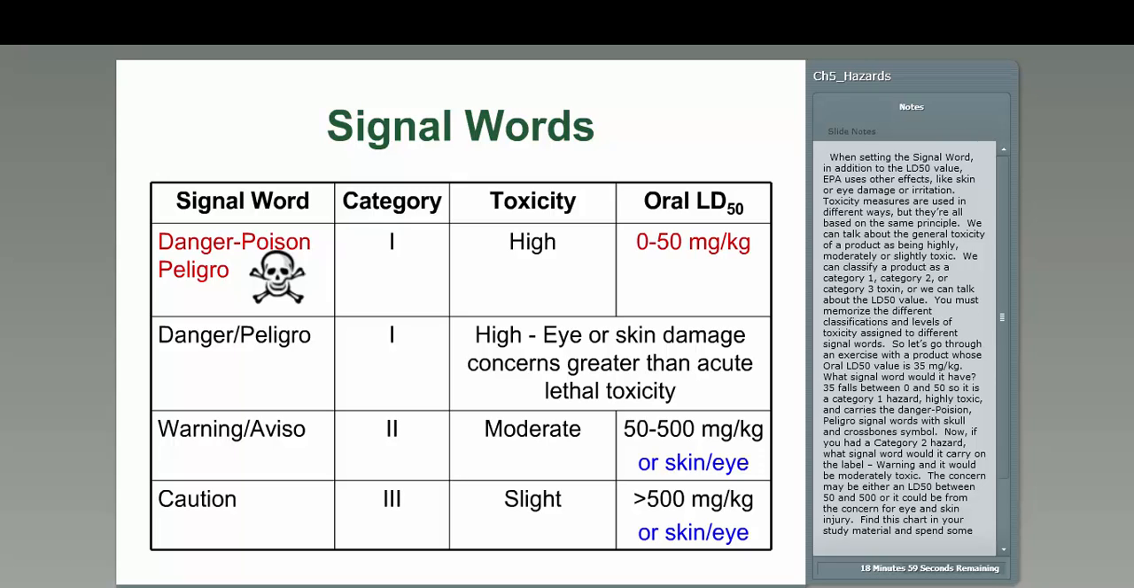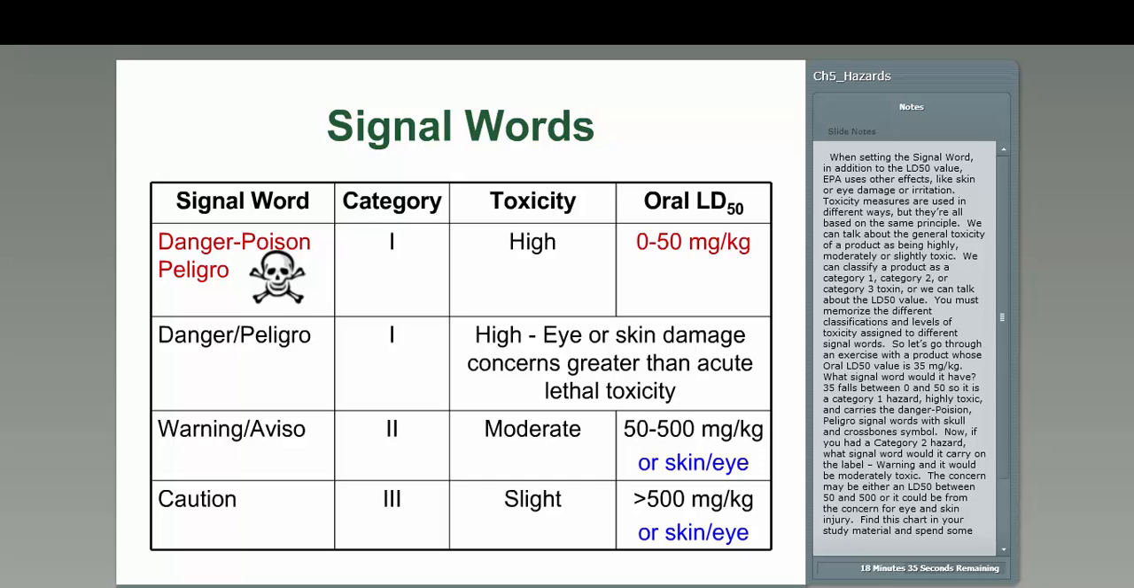So let's go through an exercise with a product whose oral LD50 value is 35 milligrams per kilogram. What signal word would it have? 35 falls between 0 and 50, so it's a Category 1 hazard, highly toxic, and carries the danger, poison, peligro signal word with skull and crossbones symbol.